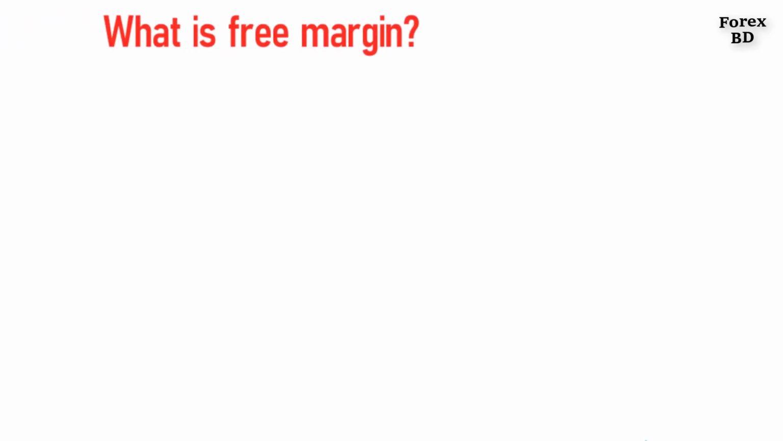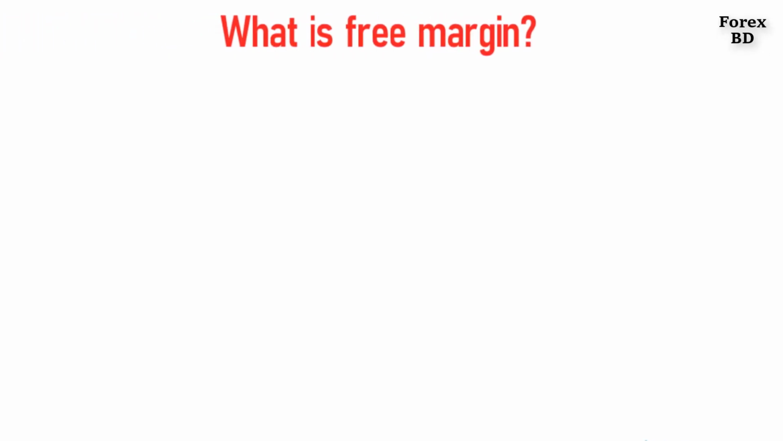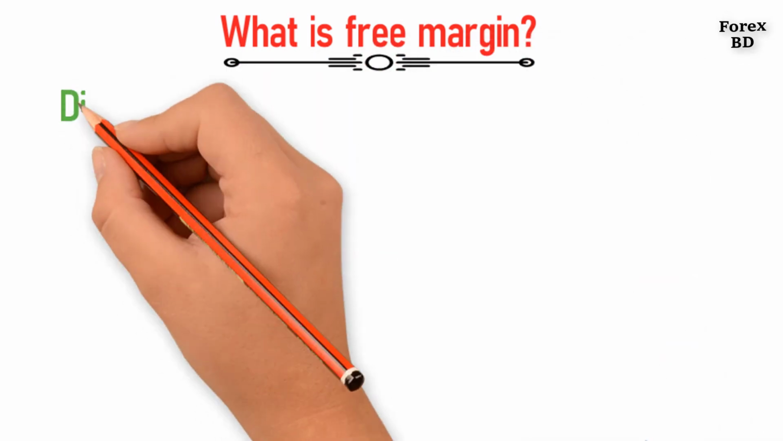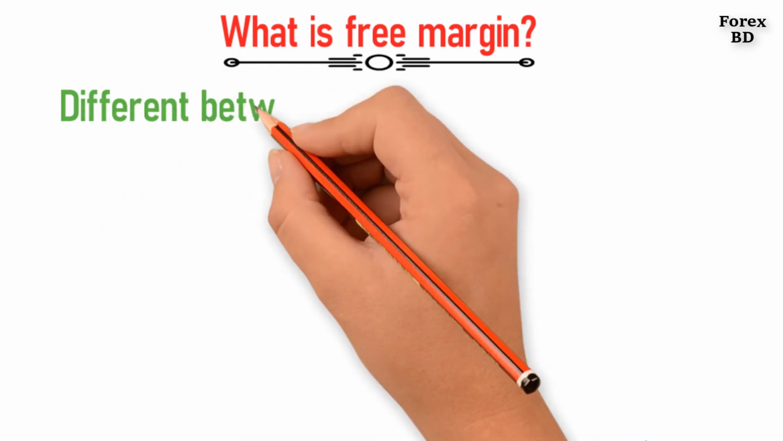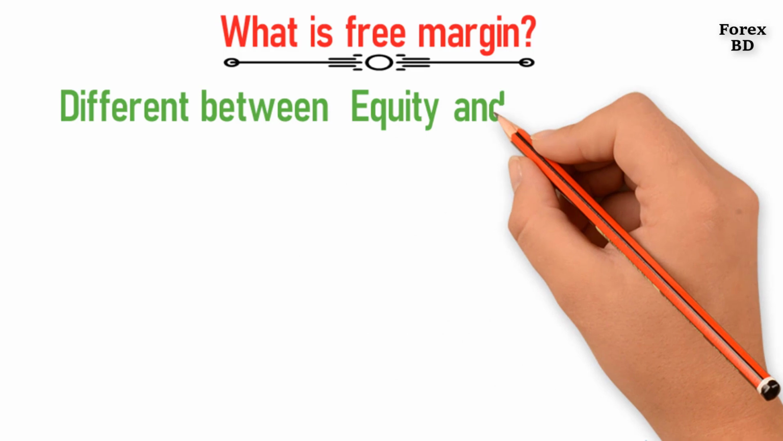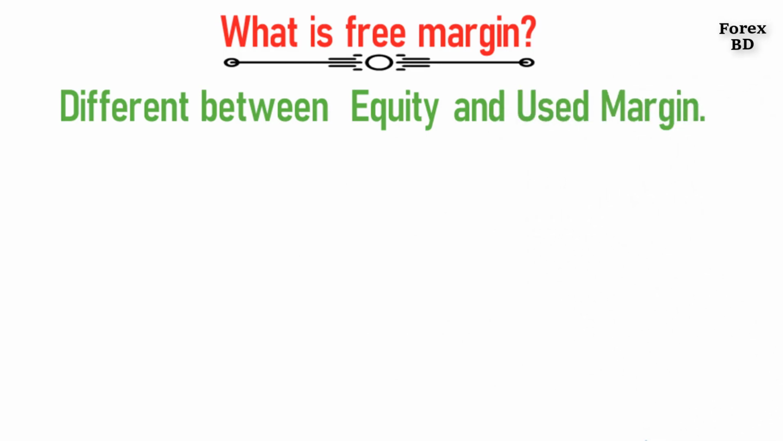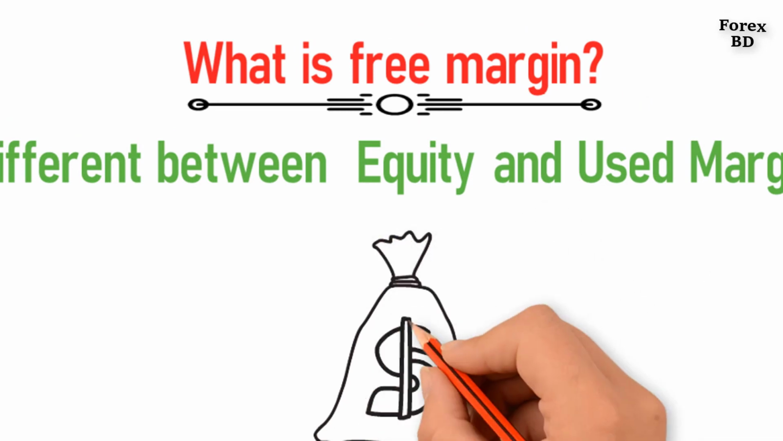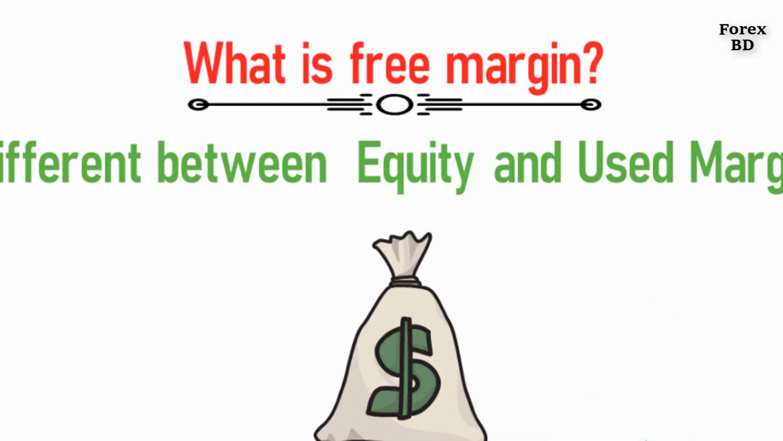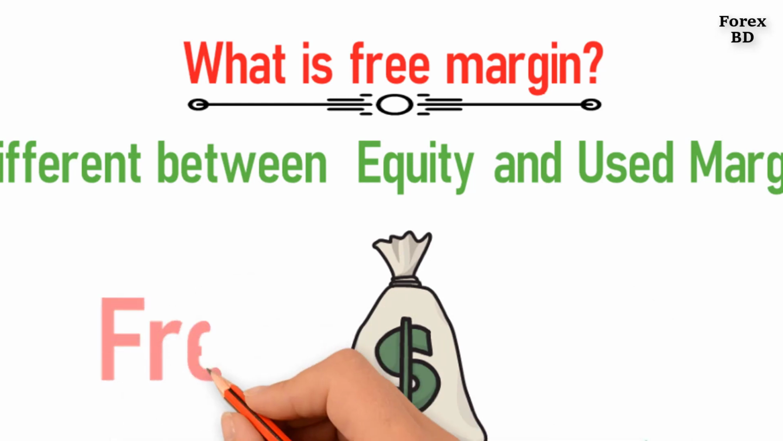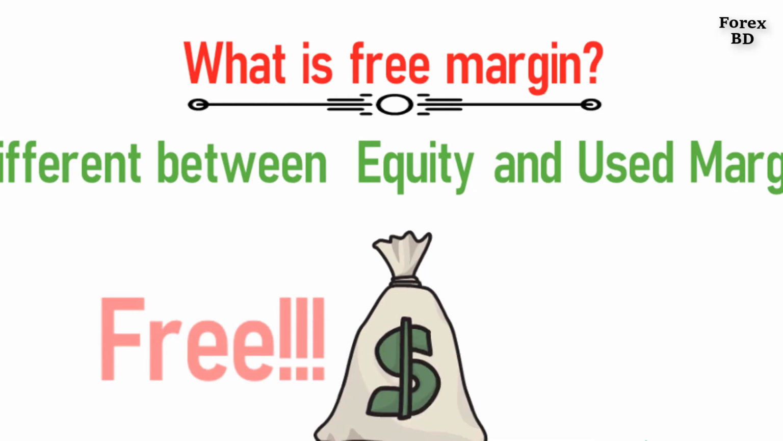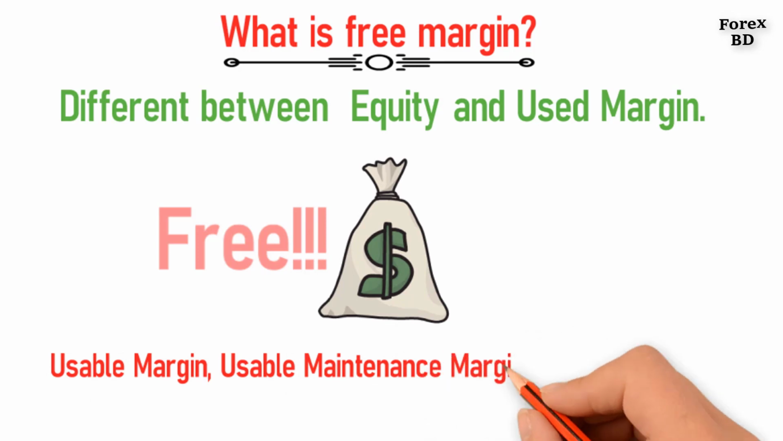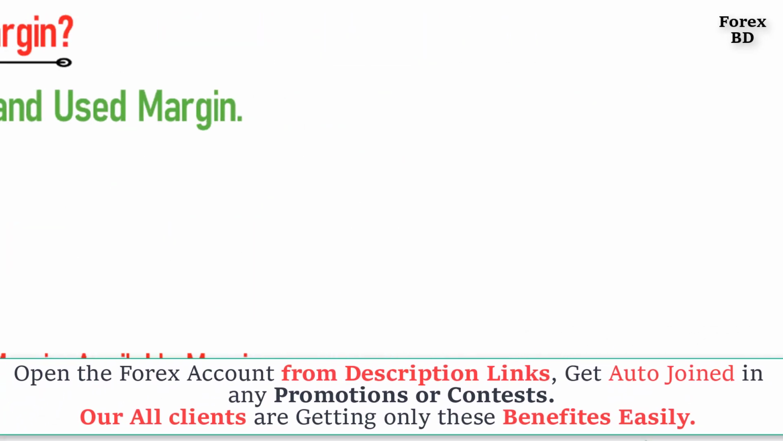Now let's talk about free margin. Free margin refers to the difference between equity and used margin. In short, free margin is the opposite of used margin. Free margin is also known as usable margin because you can use it for new entries if you want, hence its name is usable margin. As I said, you cannot use used margin because it will be blocked, but you can use free margin and it will not be blocked. This is free amount, so you can use it to take new entry positions. Free margin is known by various names such as usable margin, usable maintenance margin, available margin.